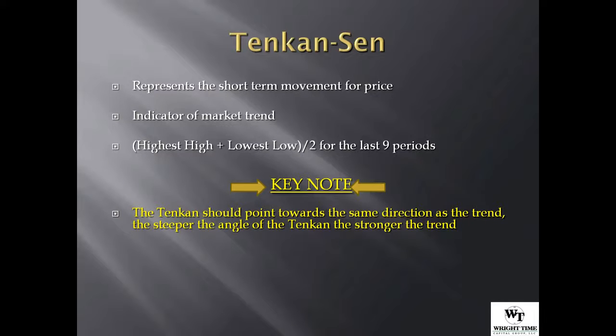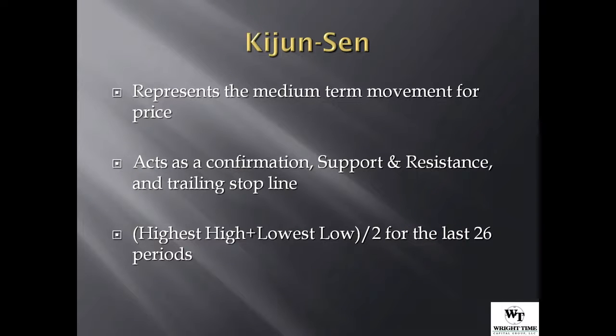The Tenkan-sen represents the short-term movement for price. It's an indicator of market trend. One thing to remember when you have the Tenkan-sen on your chart is that it should always point in the same direction as the trend, and the steeper the angle of the Tenkan, the stronger the trend of price movement. To calculate the Tenkan, it's the highest high added to the lowest low divided by 2 for the last 9 periods.